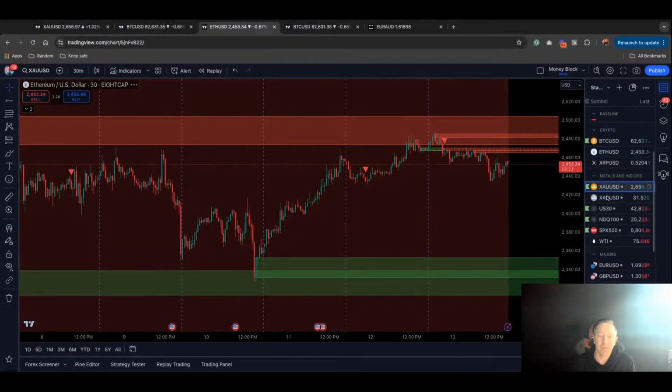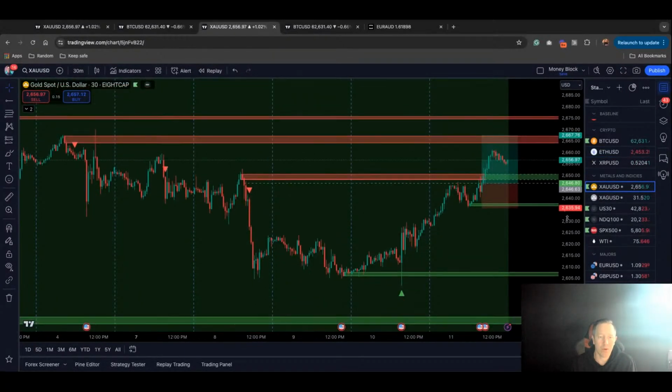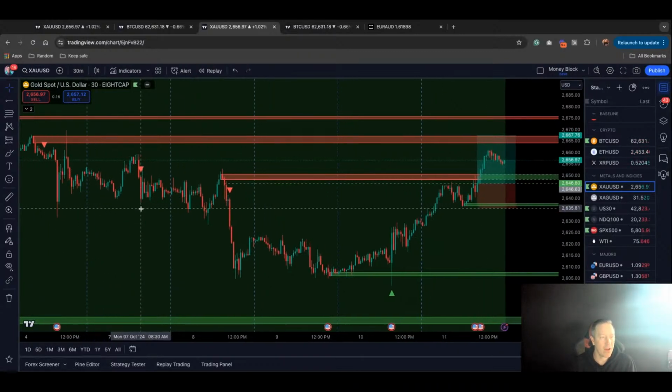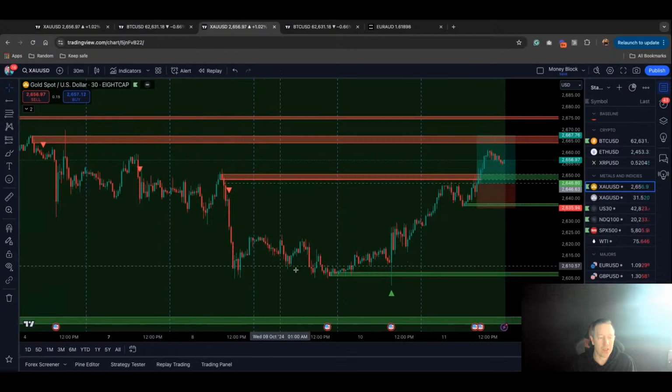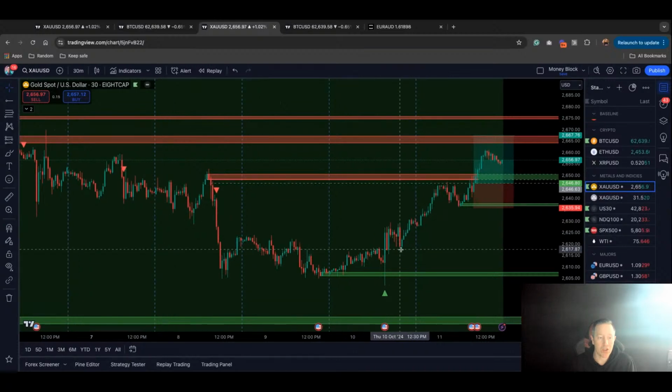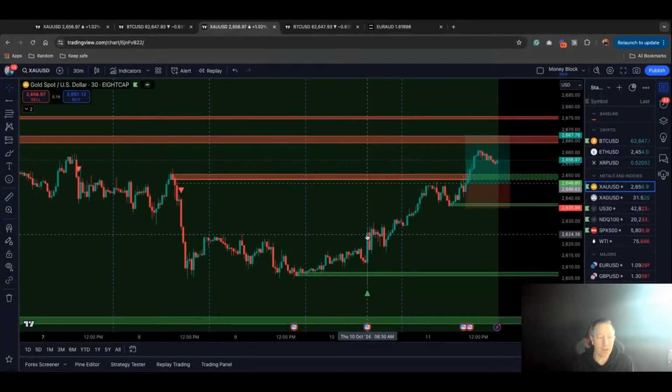So let's look at gold and see what gold gave us for the past week. Obviously gold being very bullish right now, all these positions would have been counter trend, except for this one here. This on Thursday would have been the ideal entry, obviously because it's a super bullish engulfing candle.